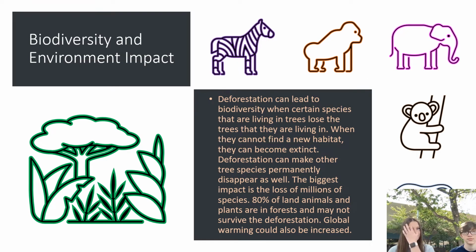Biodiversity and environment impact. Deforestation can lead to biodiversity loss. When certain species that are living in trees lose the trees that they are living in, and they cannot find new habitats, then they can become extinct. Deforestation can make other tree species permanently disappear, and the biggest impact is the loss of millions of species. 80% of land animals and plants are in forests and may not survive deforestation. Global warming could also be increased.